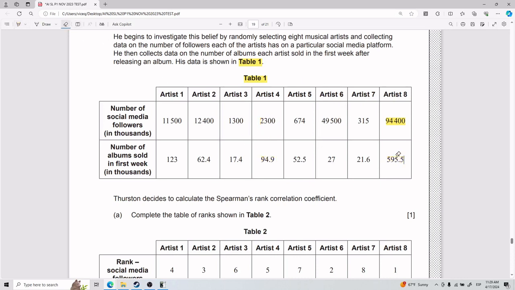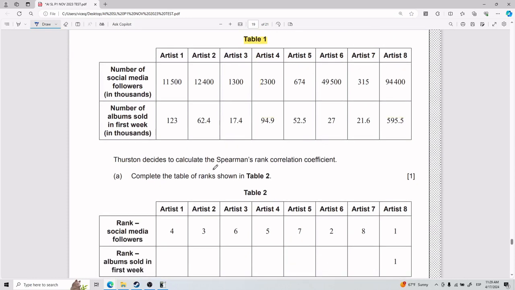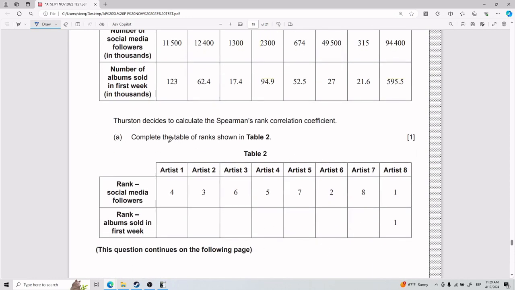And then Thirsty Thurston decides to calculate the Spearman's rank correlation coefficient. And for this, we need to complete the table of ranks shown in Table 2. Now, this is what I mean by understanding buzzwords.